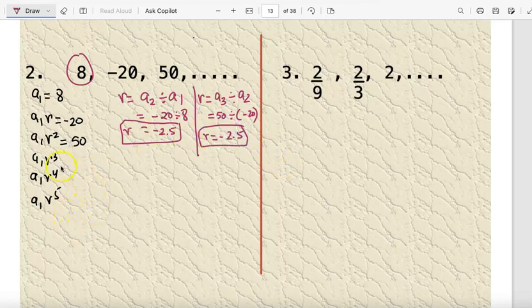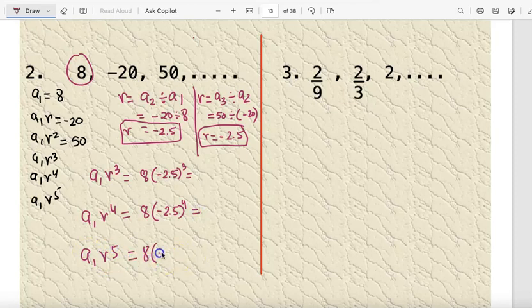Let's proceed from it. So what I need to find is A1 R cubed. So what is my A1? That's my 8. What is my R? Negative 2.5 cubed, and this is your answer over here. Similarly, you will do A1 R4, that's your 8, and R is negative 2.5 to the power 4. And then this is your R to the power 5, 8 and negative 2.5 to the power 5. I think I messed up somewhere. No, everything is fine. There you go. That's it. So let's use the calculator over here again. You should know how to use the calculator. If in case not, let me know, I will help you.